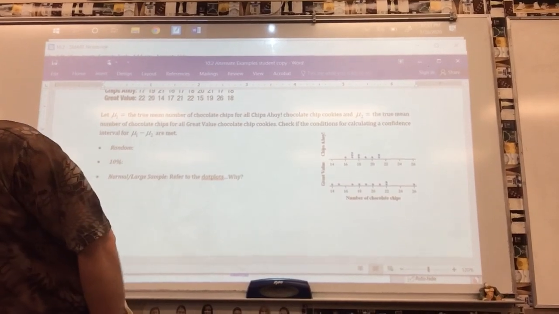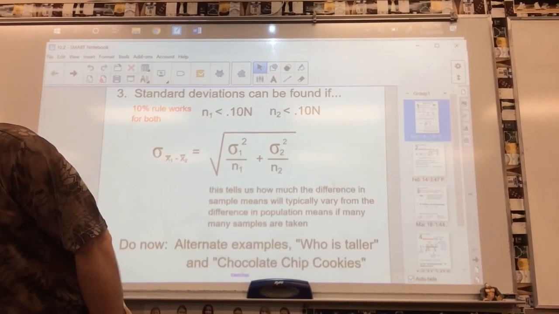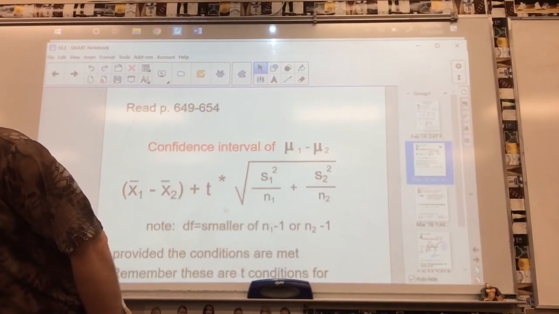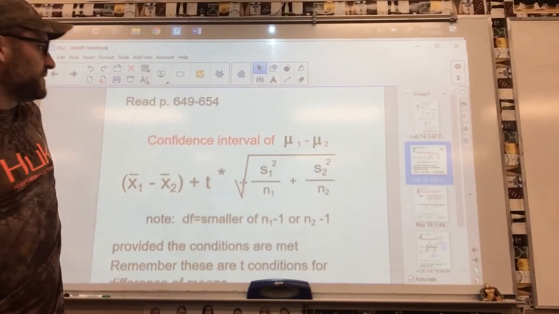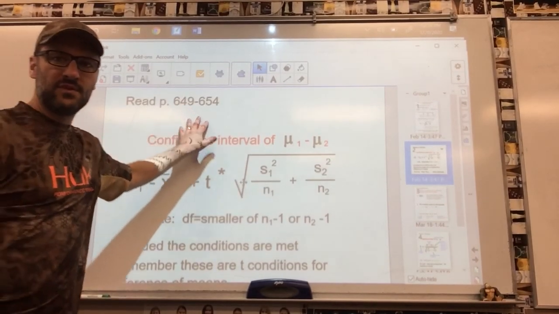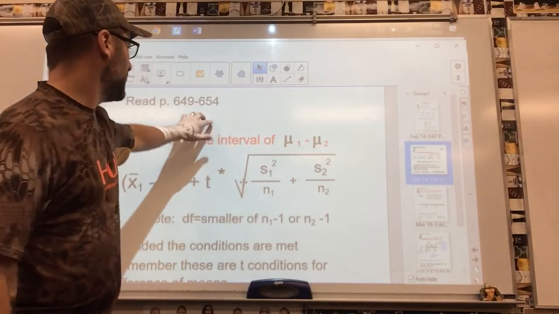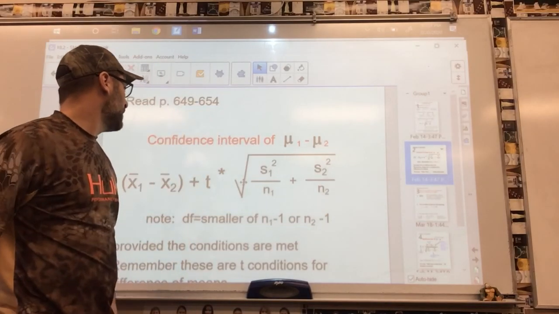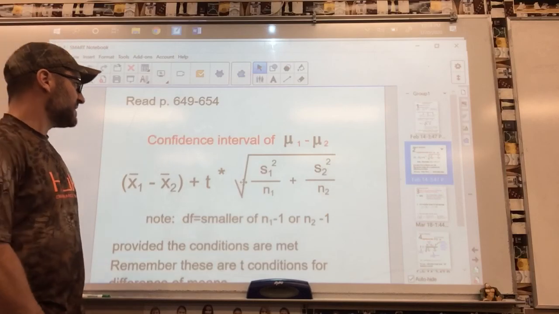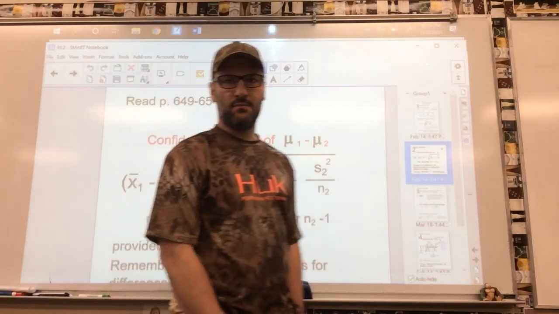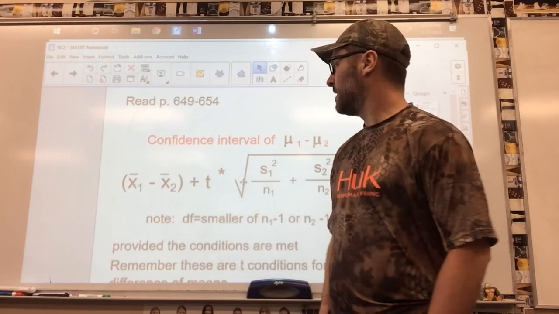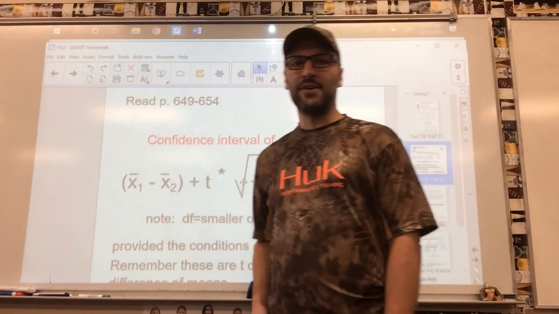All right, let's go back to this one. And we're only going to work on confidence interval today. Tomorrow will be the significance test portion of difference of means. Today we'll do the confidence interval. So I do page 649 through 654. Go ahead and hit pause and read that. And when you come back, we'll talk about the confidence interval.